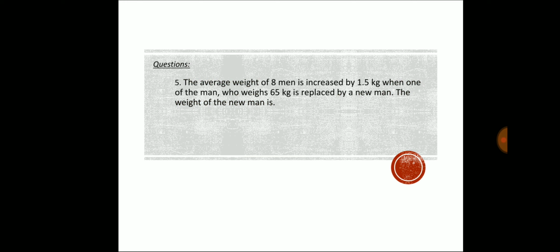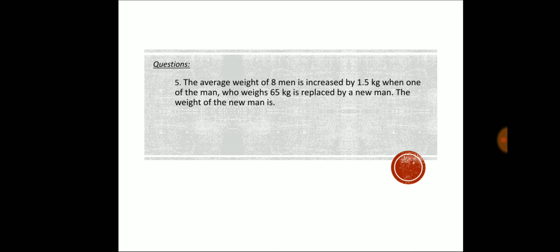The average weight of 8 men is increased by 1.5 kg when one of the men who weighs 65 kg is replaced by a new man. What is the weight of the new man? Again here, a very simple change. The change in the question here is, till this moment we had been seeing an extra person or an extra innings getting added. Here it is a replacement.